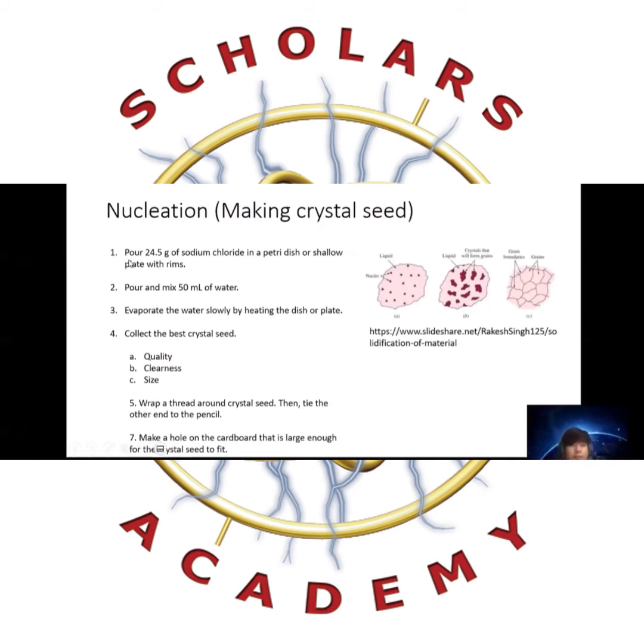So we're going to pour 24.5 grams of sodium chloride into a petri dish or a shallow plate with rims. So you want something really shallow so you can evaporate easier and a little faster. And the reason why you want a little water is because with less you can evaporate faster, because you have less water to evaporate. And that will be easier to obtain and tie a thread around and make a bigger crystal.